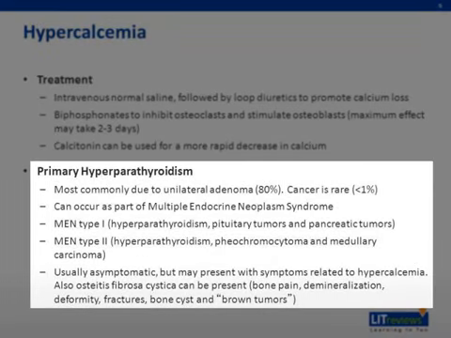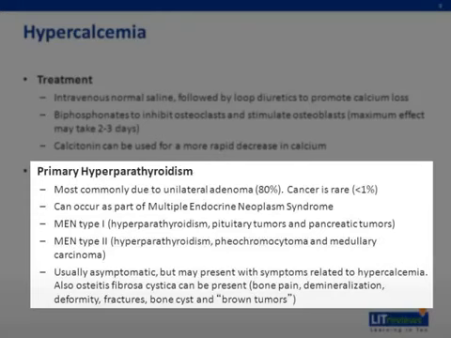Primary hyperparathyroidism. Primary hyperparathyroidism represents 90% of mild hypercalcemia. It is most commonly due to one gland adenoma in 80% of the cases, but hyperplasia of all 4 glands can lead to primary hyperparathyroidism in 20% of the cases. Parathyroid cancer is a rare cause of this disease and is present only in less than 1%.